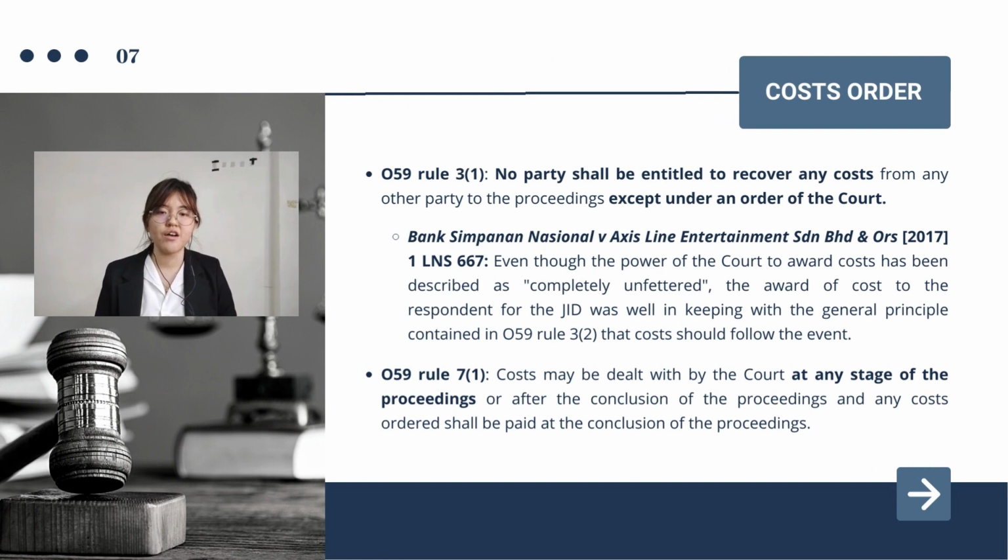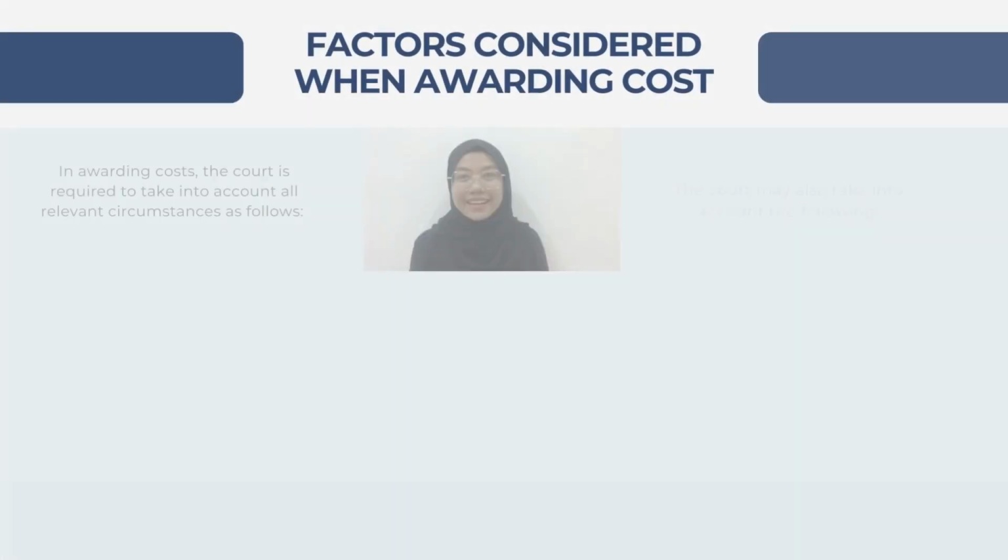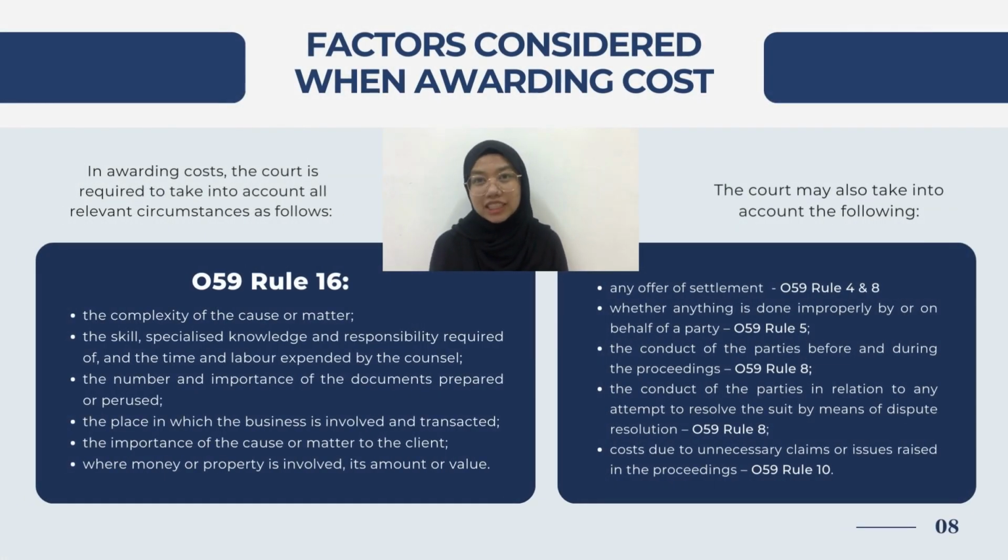According to Order 59 Rule 3 Sub 1, an order for cost is therefore essential. For example, the court must make an order as to cost to enable a party to recover such costs incidental to the proceeding. Next, we will also be discussing the factors that are considered when awarding costs. In awarding costs, Order 59 Rule 16 of ROC requires the court to consider several factors.